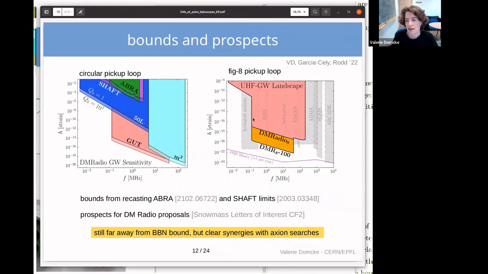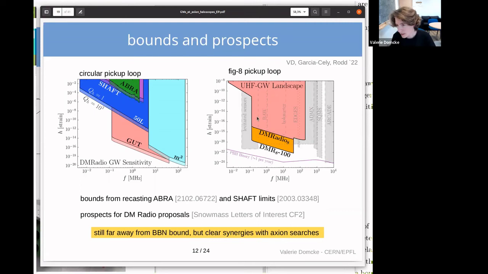But it is covering parameter space which was so far unexplored, and which is really now looking at strain sensitivities that are in the right ballpark to actually think, okay, gravitational wave detection with this strain sensitivity is in principle a possibility. And in gray here, I'm showing some other proposals.